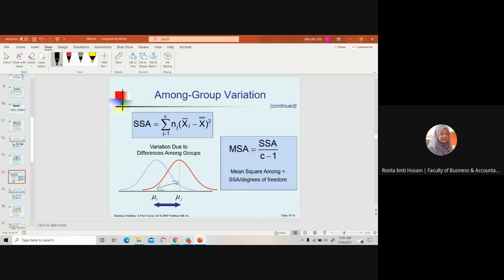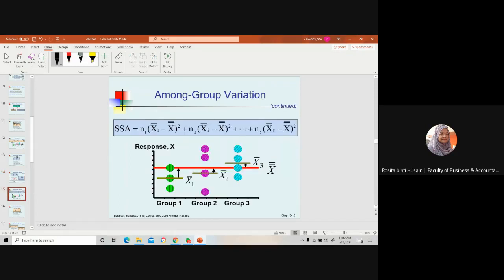Okay. MSA is the mean square among group. You compute MSA by dividing SSA by the degree of freedom. The degree of freedom for among is C minus 1. So it is the among group variation, SSA.